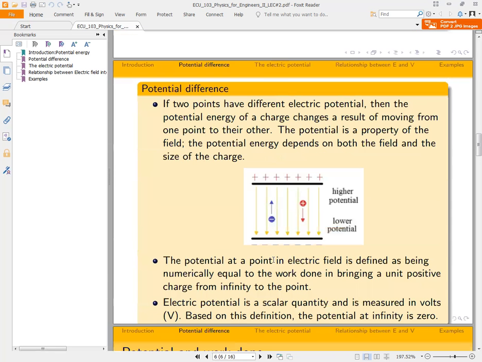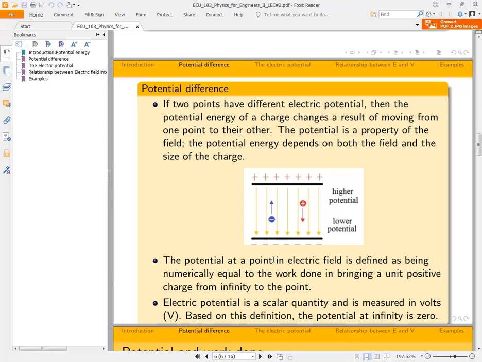Now, potential difference, just like I've explained: one point has a potential different from another point, which also has a potential. So the difference in potential between 2 points, if a charge moves between them, is what we call the potential difference. That's why, if 2 points have different electric potential, then the potential energy of a charge changes as a result of moving from one point to the other.